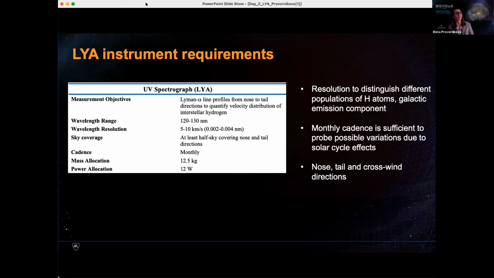So previous measurements of line profiles with the H-cell on the SWAN instrument showed considerable variations of the line characteristics, line width and line shift, from year to year. So there were solar cycle variations. So we think that a monthly cadence would be sufficient to probe possible variations due to solar cycle effects within a year. So we require monthly cadence here. And the mass and power allocations are 12.5 kilograms and 12 watts. Next slide.